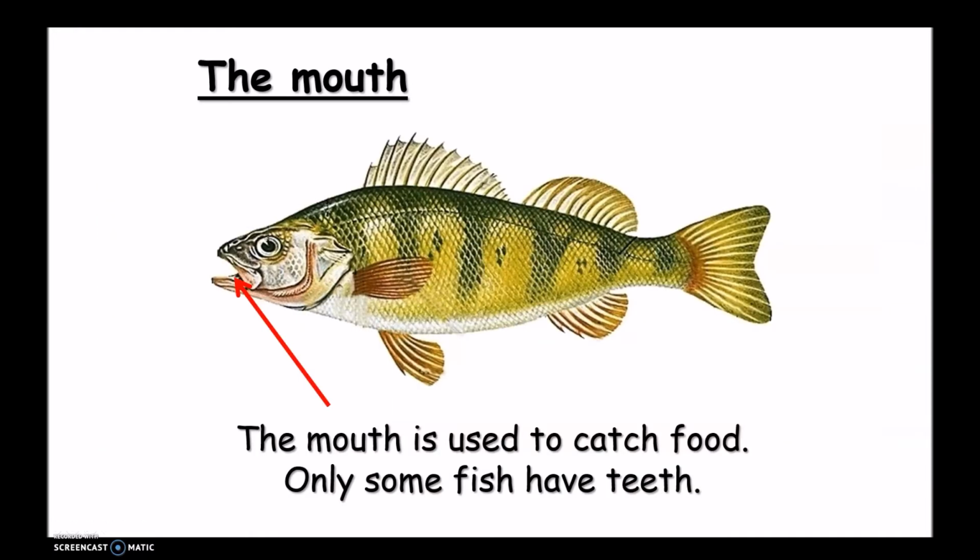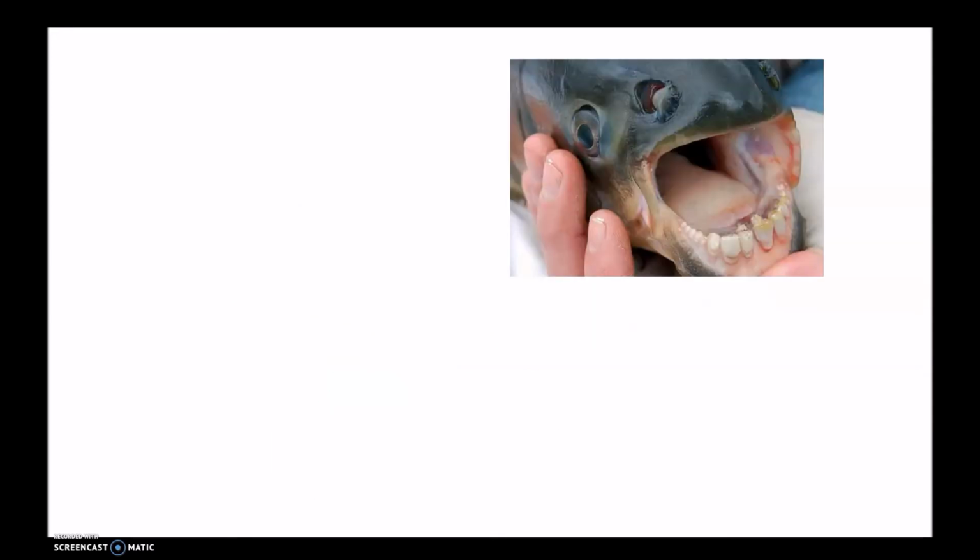The mouth then is used to catch food. Only some fish have teeth. Something that's interesting is that a lot of fish have different modifications or adaptations to their mouths that let them eat in different ways. So the pacu has these big, thick, almost human-like teeth, and that is for crushing vegetation. I actually think this might be a freshwater species, but they crush down vegetation with these big, thick teeth that they have.